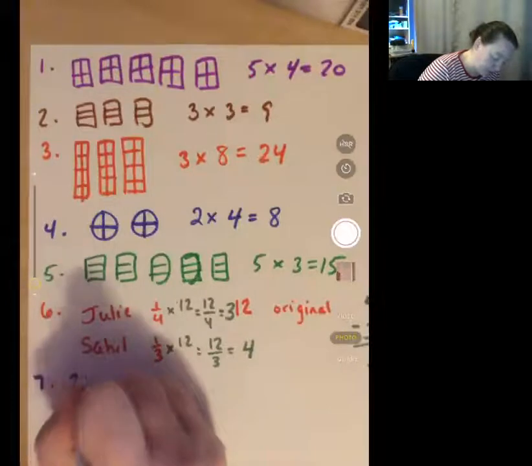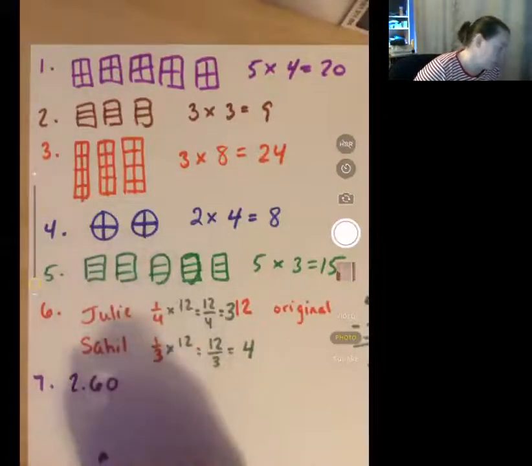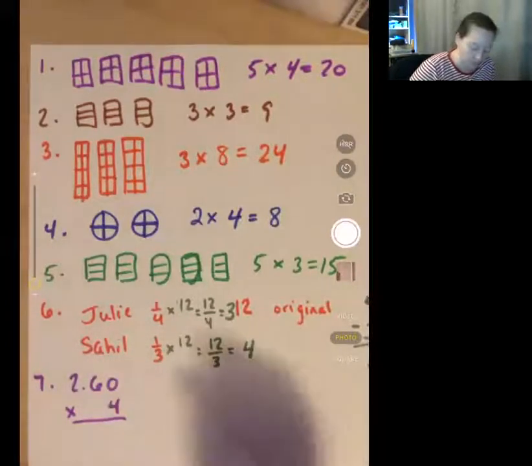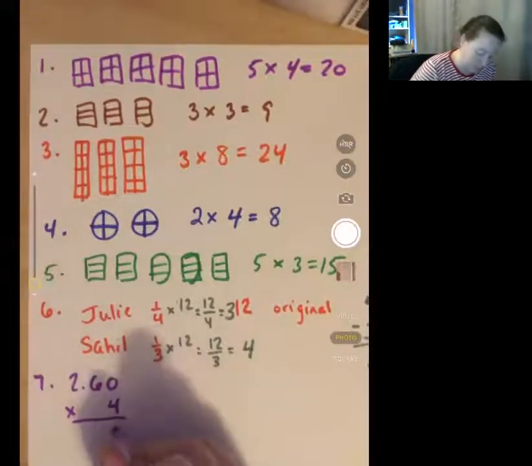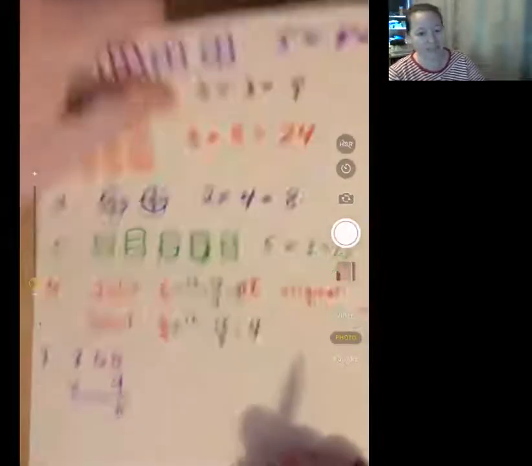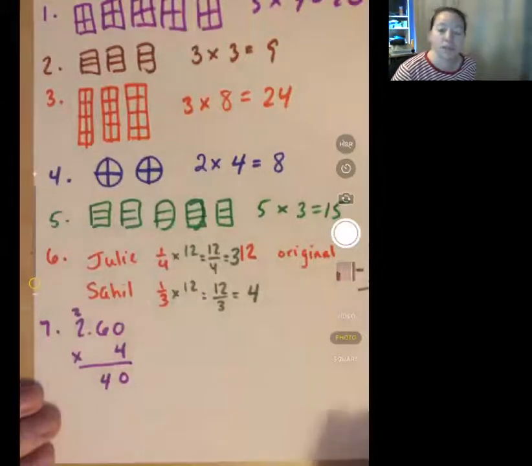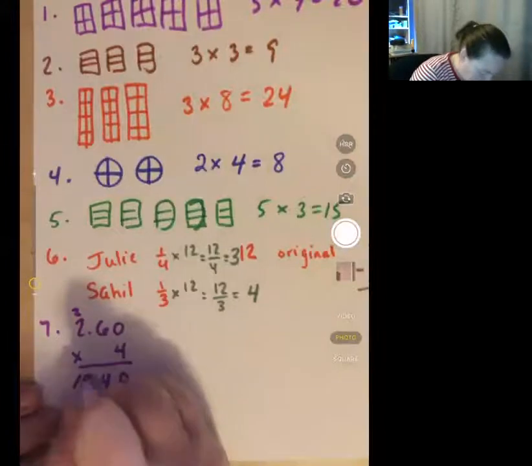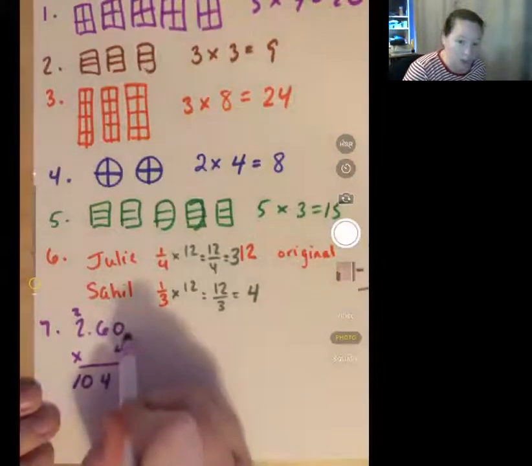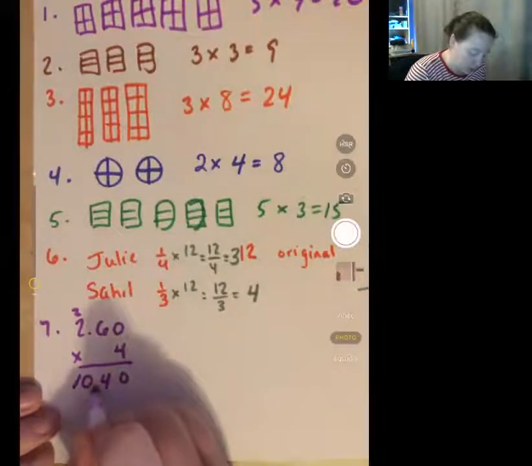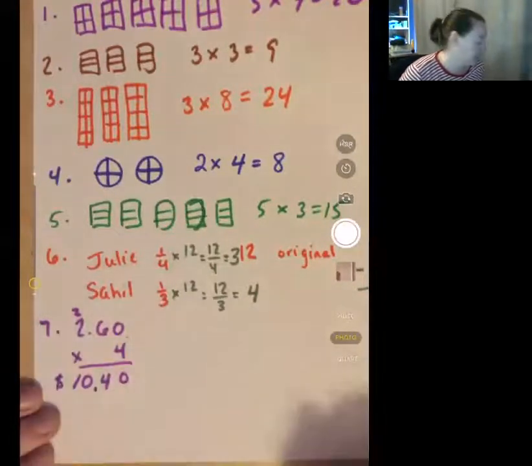So Alan spends $2.60. Maria spends 4 times as much. So we're going to multiply that by 4. 4 times 0 is 0. 4 times 6 is 24. 4 goes there, 2 goes there. 4 times 2 is 8 plus 2, 10. Then we have 1, 2 with the decimal points. We go in 1, 2, $10.40. That is how much Maria spent.